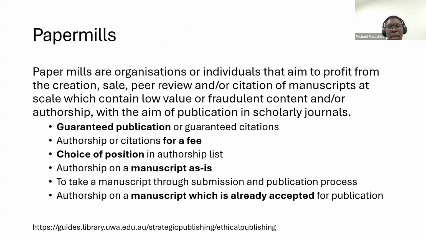And then when you talk about paper mills, essentially these are organizations that aim to profit from the sale, peer review, and citation of manuscripts, which may have low value, fraudulent content, and authorship, with the aim of publication in scholarly journals. So they usually tell you they'll guarantee the publication or citations, but they do this for a fee. They allow you to choose your position and say, okay, fine, you can be first author or last author. Or sometimes they say, we'll publish your paper as it is, just send it the way it is. And then authorship on a manuscript which you know has already been accepted somewhere else, they say they want to republish it for you.